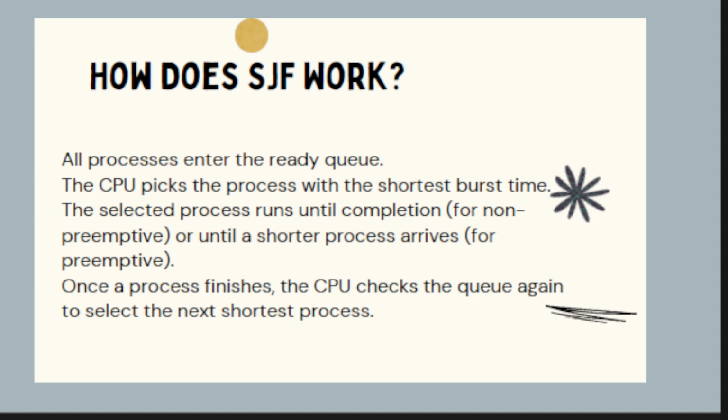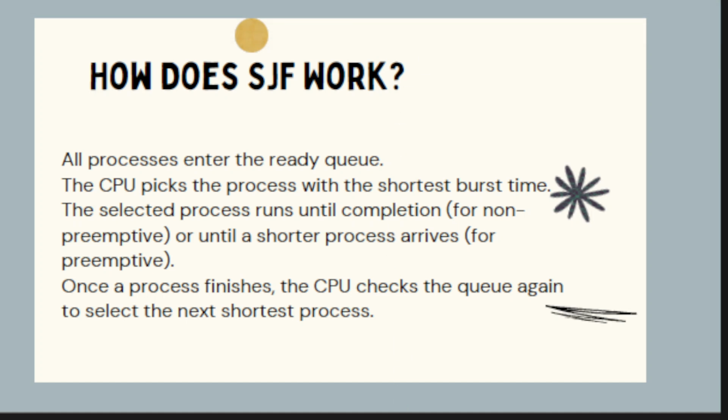All processes enter the ready queue. The CPU picks the process with the shortest burst time. The selected process runs until completion for non-preemptive, and until a shorter process arrives for preemptive. Once a process finishes, the CPU checks the queue again to select the next shortest process.